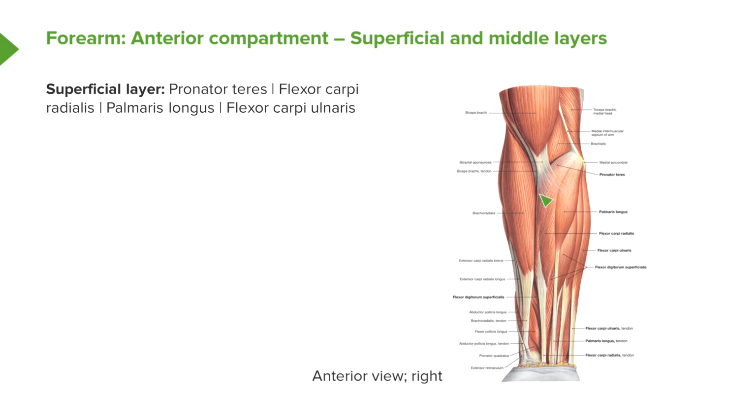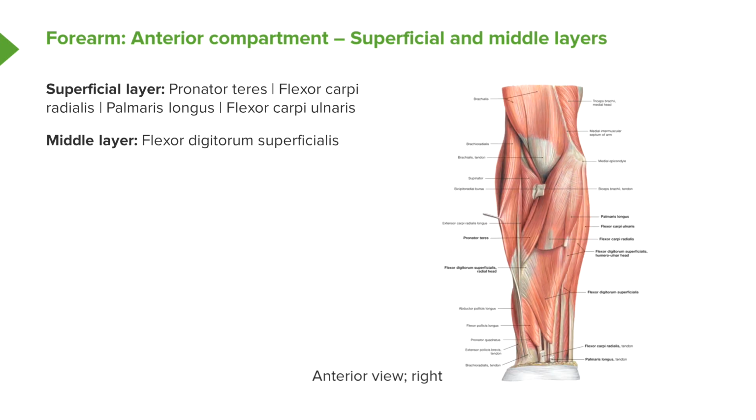So we can see pronator teres here. We can see flexor carpi radialis, giving rise to its long tendon. We can see palmaris longus that's passing down here towards the palm. And then we can see flexor carpi ulnaris on this most medial aspect running down here. So this is in the superficial layer.